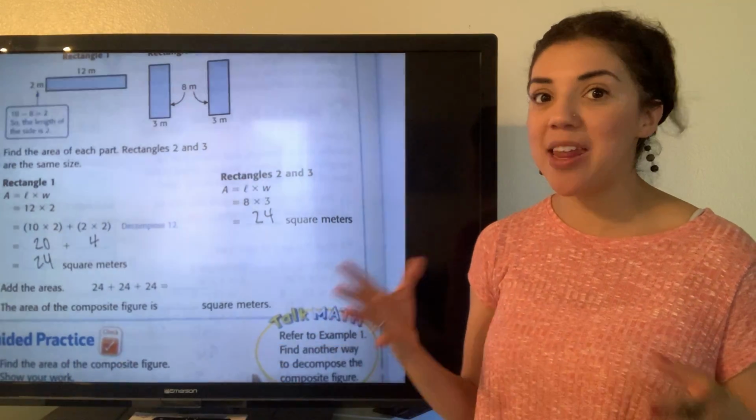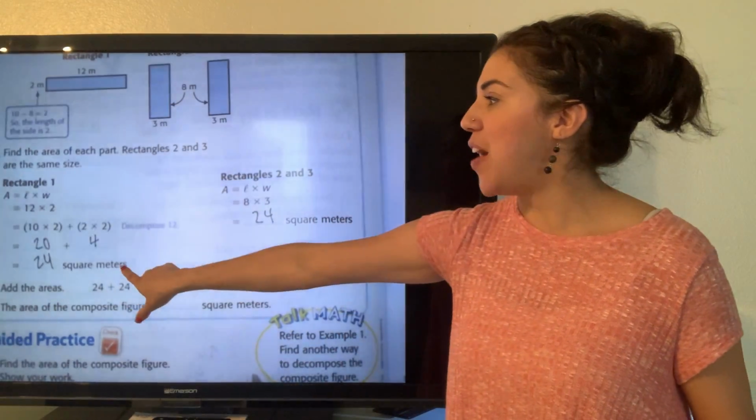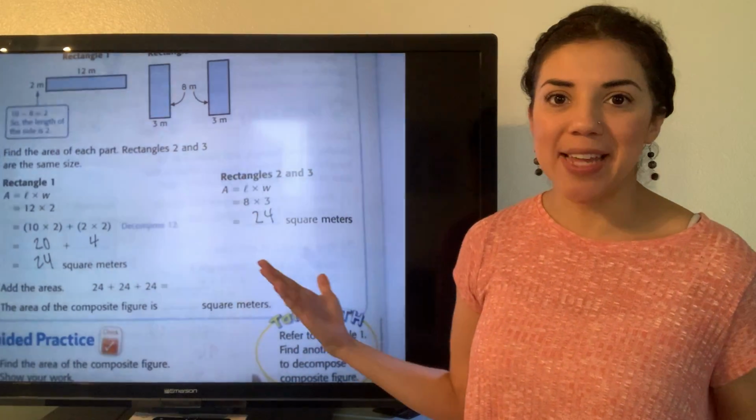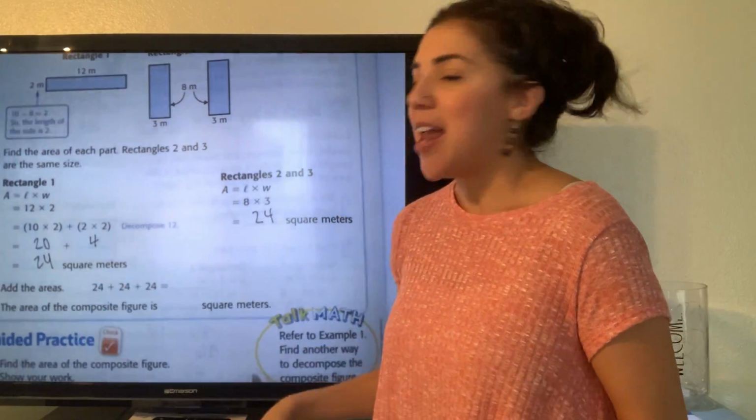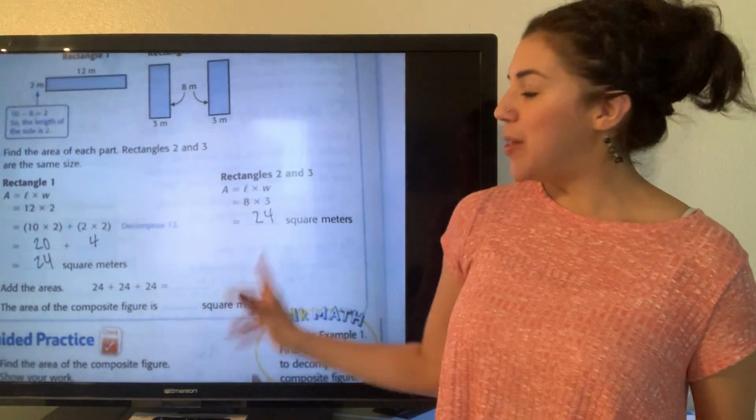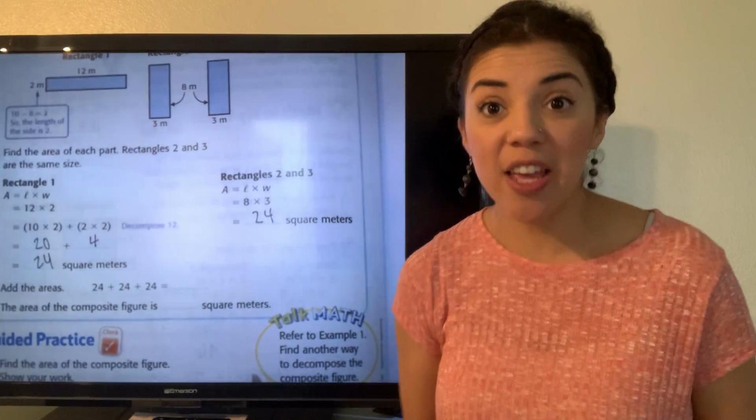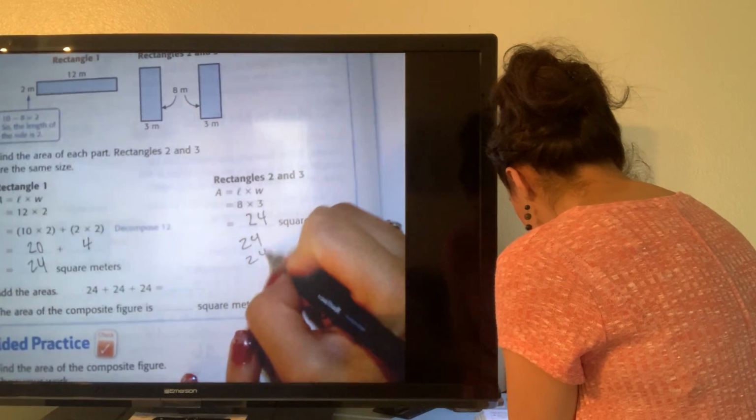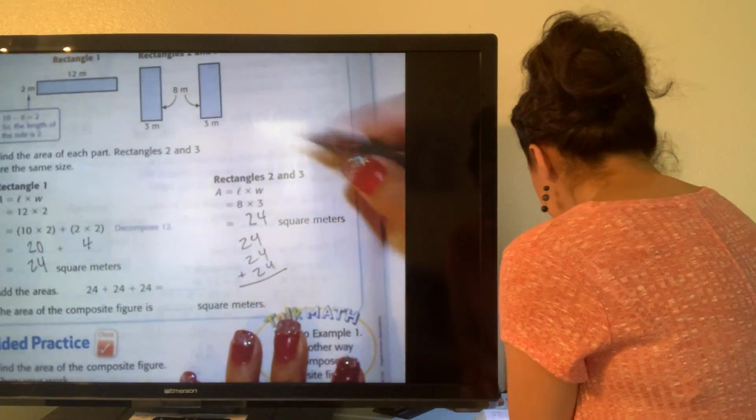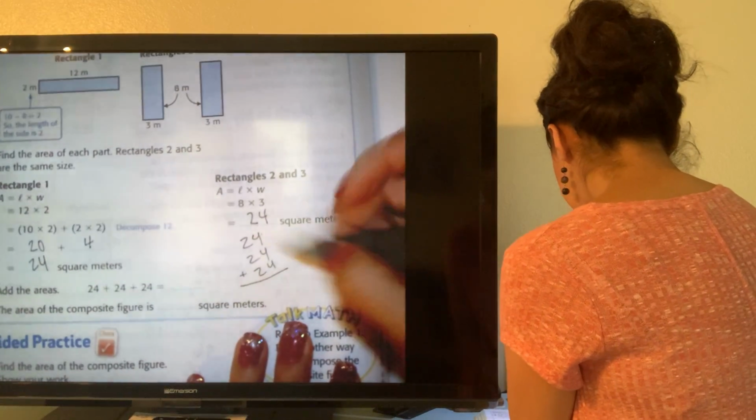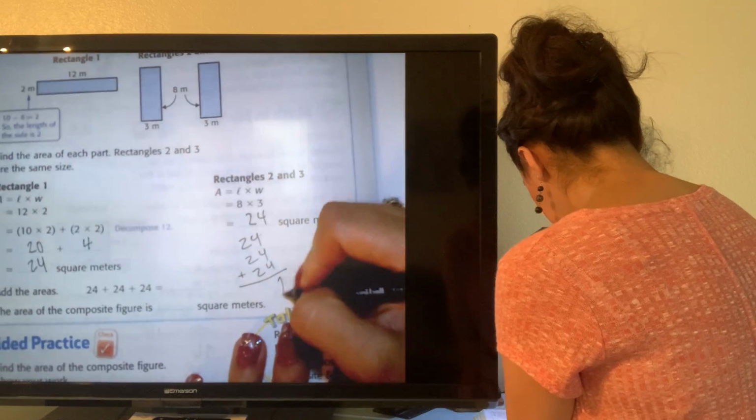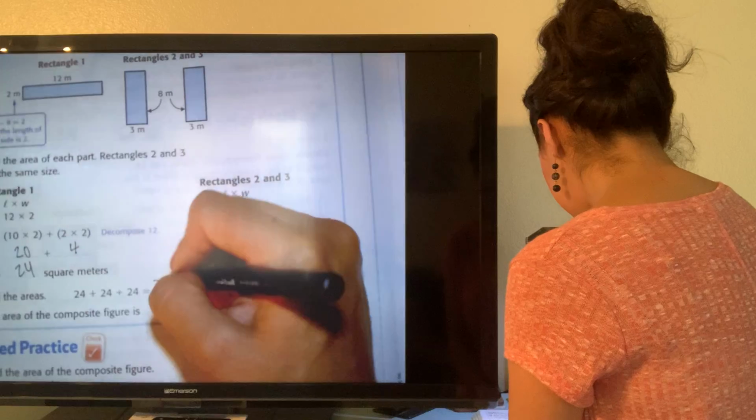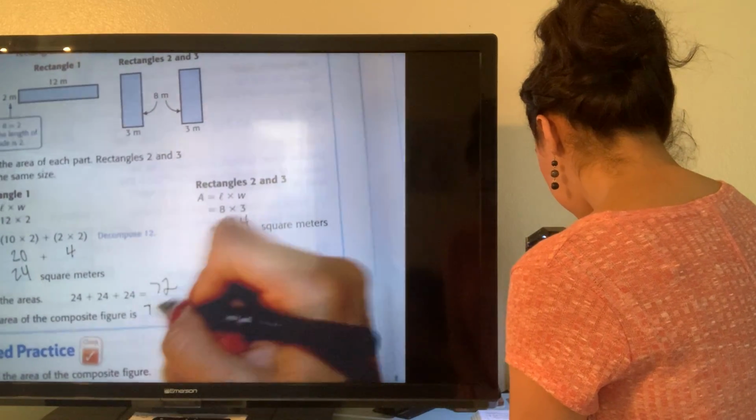So really we are adding 3 numbers, but we only found area times length for 2 because 2 and 3 are the same, okay? So we're gonna add the areas, which is 24 plus 24 plus 24. Line those babies up vertically if you have to. And so we'll do 24 plus 24 plus 24. So 4, 8, 12, 2, 4, 6, 7. So that is 72. So the area of the composite figure is 72.